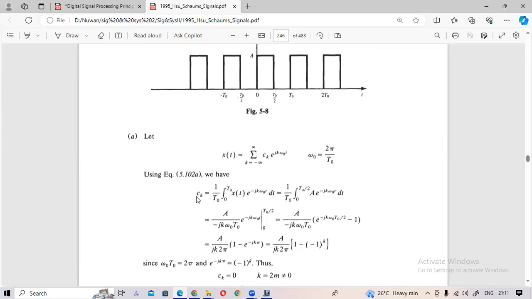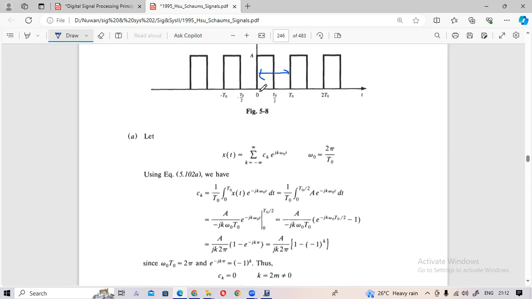Then you need to evaluate this c_k value. To find the c_k value, you need to integrate from 0 to T naught, x(t) e to the power minus jk omega naught t dt. This is the identity we have. Okay. So you should integrate within a period. Here, this one is a period, no? Because this point is repeating here. So this one is the period, from here to here. That is the period.